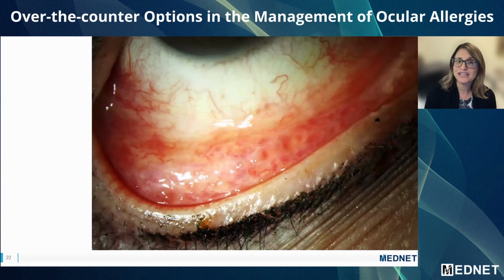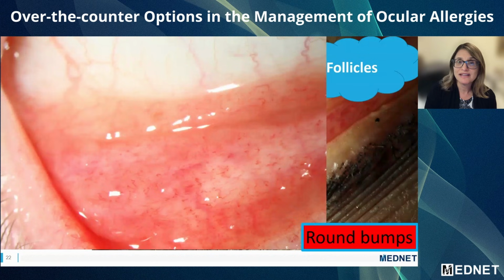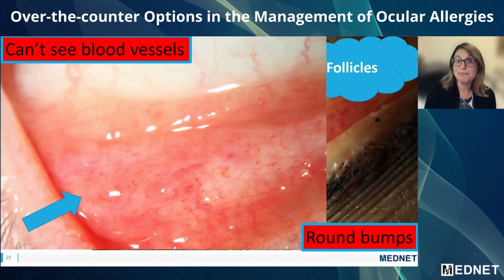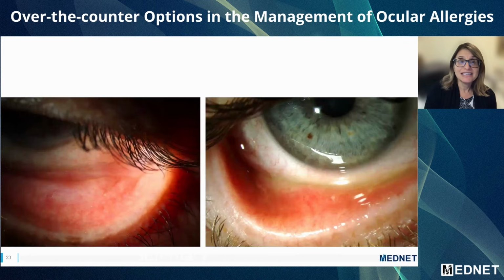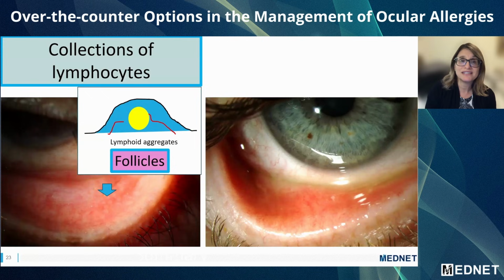Now this looks a little different. Here we're seeing more translucent bumps, and those bumps are called follicles. Here we see that there are bumps, but on top of that papillae, and you can have a mixed follicular papillary reaction. And here's another example of these round bumps. They're opalescent, and they're really collections of lymphocytes. So when you see a follicle, you know that it's a collection of lymphocytes. Here are those small red bumps again.